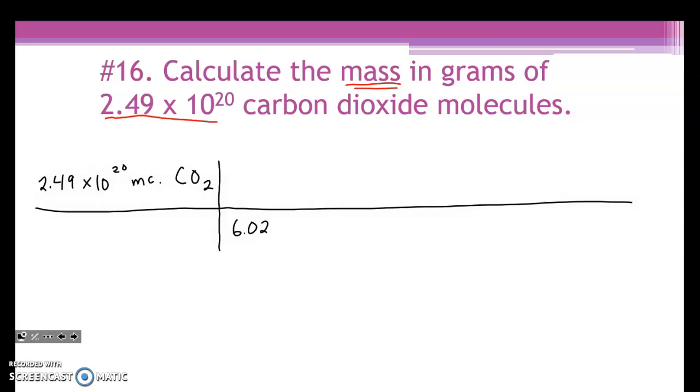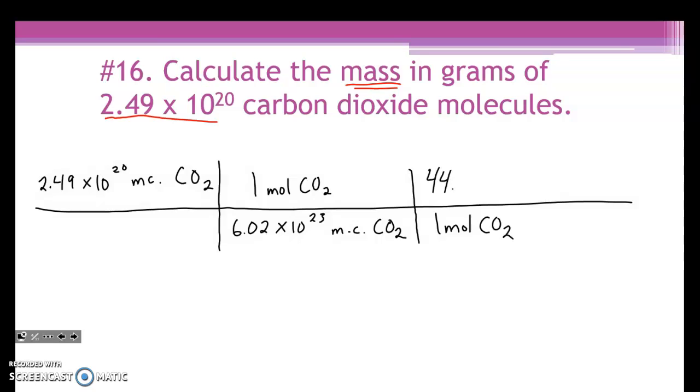There are 6.02 times 10 to the 23rd molecules of CO2 in every 1 mole of CO2. I'm looking for the mass, so I need the molar mass. For every 1 mole of CO2, I need grams. So from the periodic table, I would add all the masses together, 44.01 grams of CO2. Final answer, 0.0182 grams of CO2.